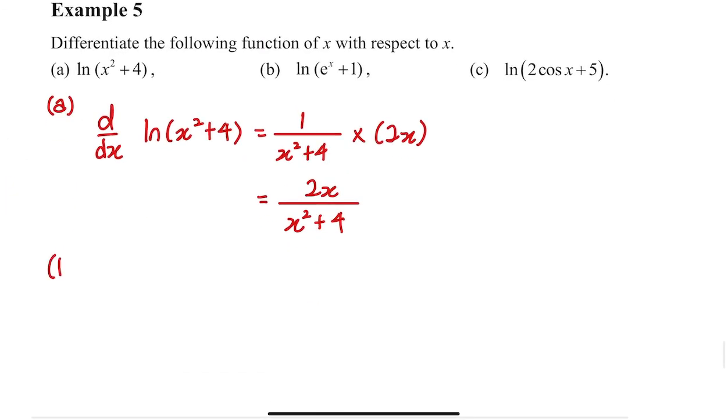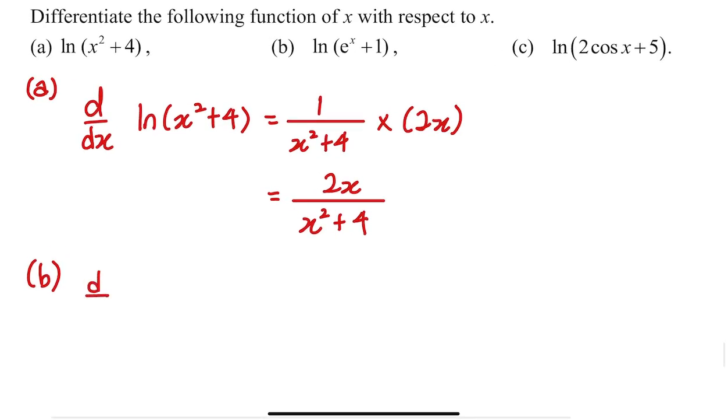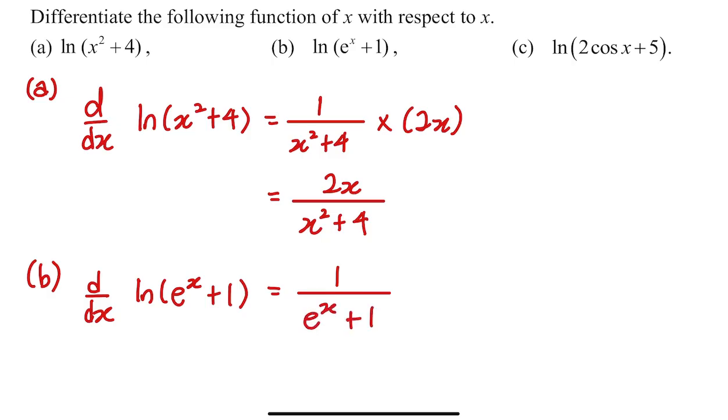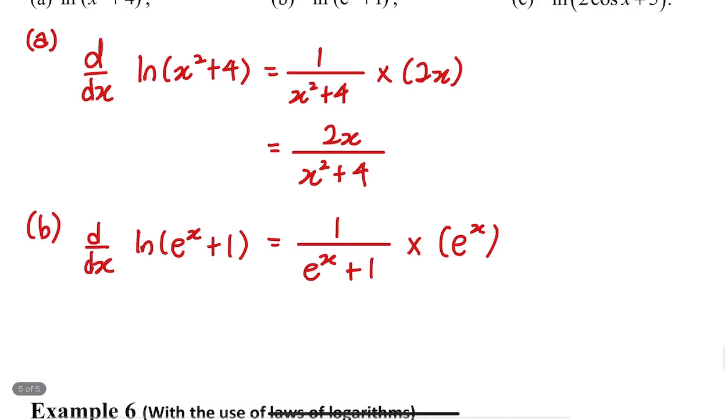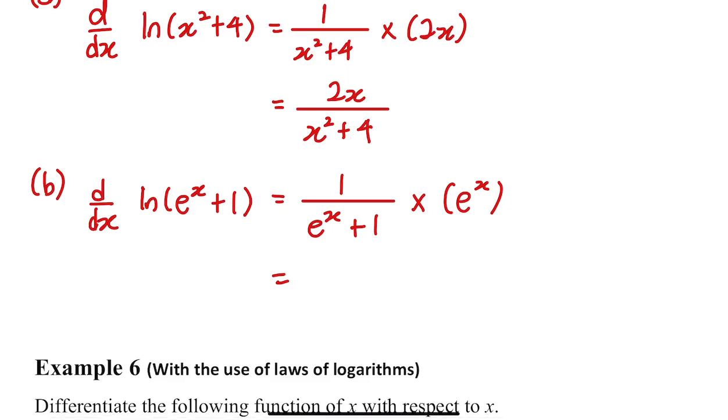Let's look at example 5b now. I want to differentiate with respect to x ln e power x plus 1. So we follow the same steps. I will get 1 over whatever that's inside this ln function here, which is e power x plus 1. Then now I'll multiply this by differentiating inside this ln function, which is e power x, I'll get e power x. Because differentiate e power x is itself, differentiate 1 is 0. So therefore final answer is simply e power x over e power x plus 1.